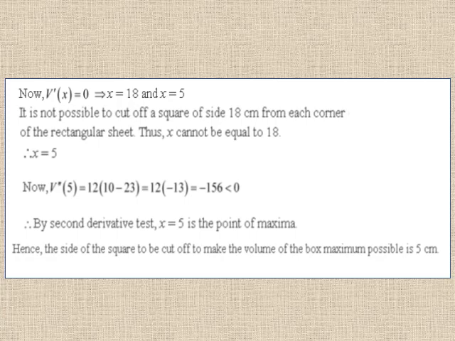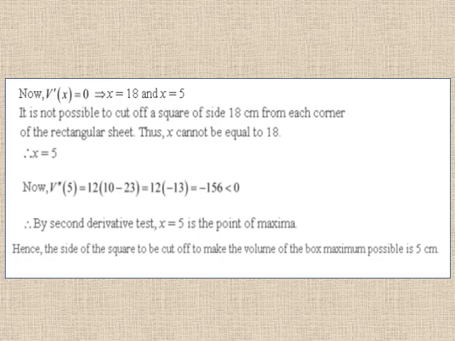But if you consider the breadth, it was 24. So we cannot cut a square of 18 from both the corners, because it will be more than 24. So therefore eliminating x equals 18, we are getting x equals what? 5. So putting this x equals 5 in the double derivative v double dash x, we are getting v double dash 5 equals what? Minus 156, which is less than 0.